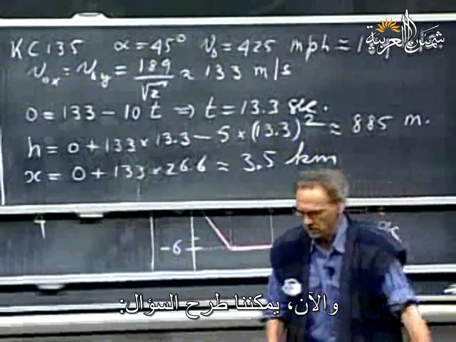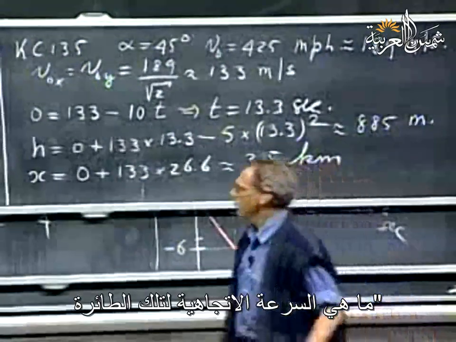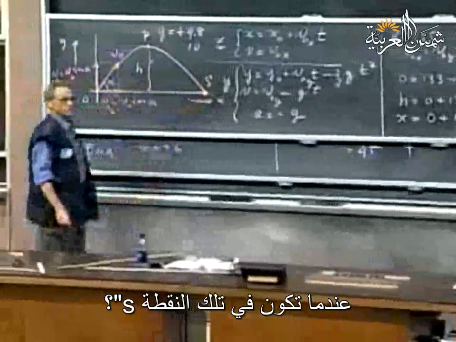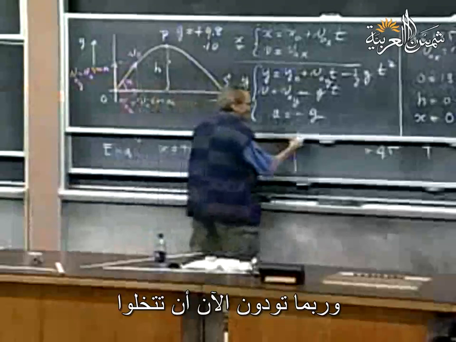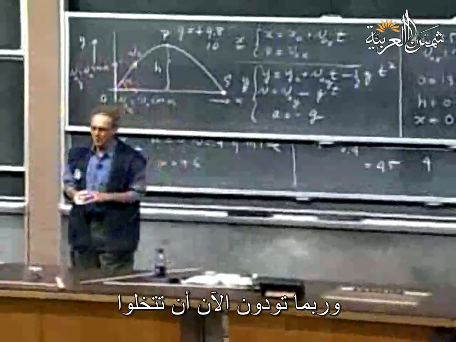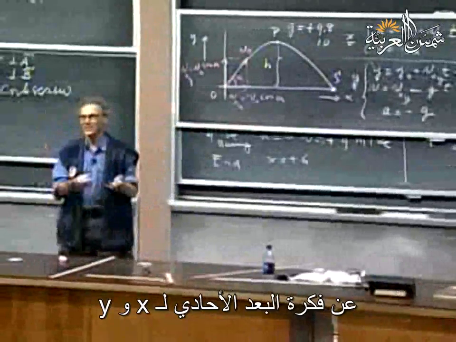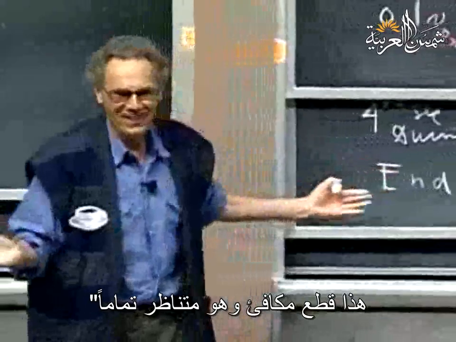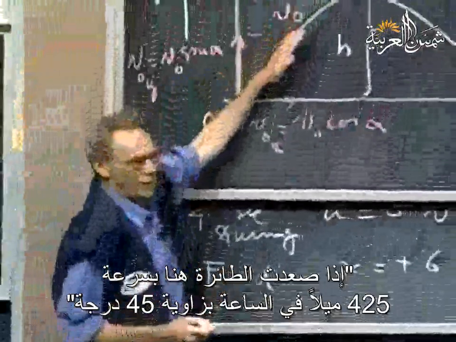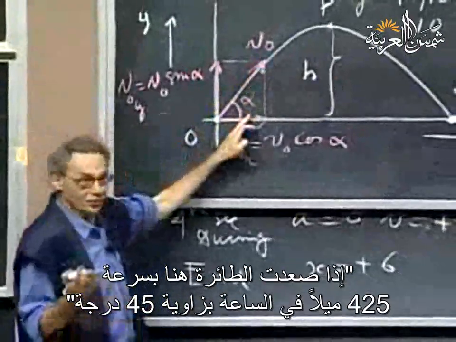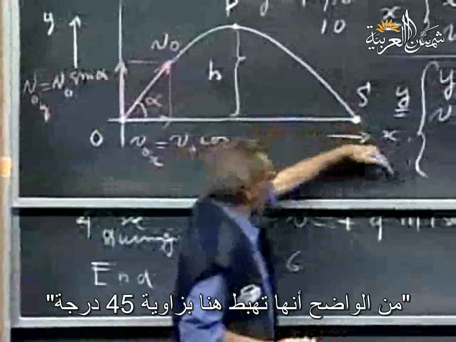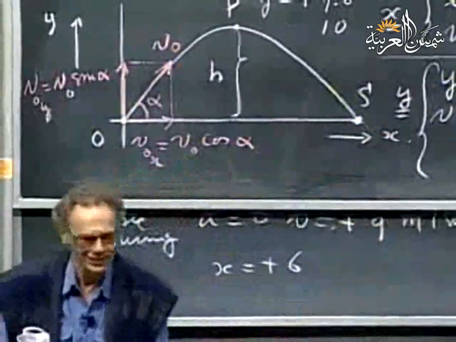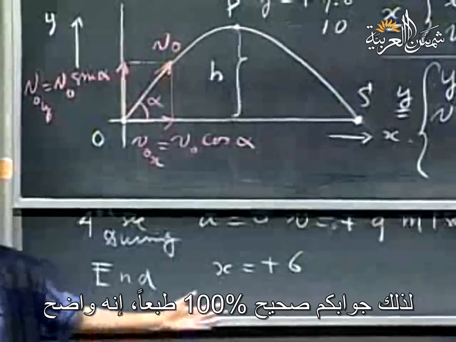Now you could ask yourself the question, what is the velocity of that plane when it is at that point S? And now you may want to abandon this one-dimensional idea of x and y. You may say, well, look, this is a parabola, it is completely symmetric. If the plane comes up here with 425 miles per hour at an angle of 45 degrees, then obviously it comes down here at an angle of 45 degrees, and the speed must again be 425 miles per hour. And you would score 100%, of course. It's clear.